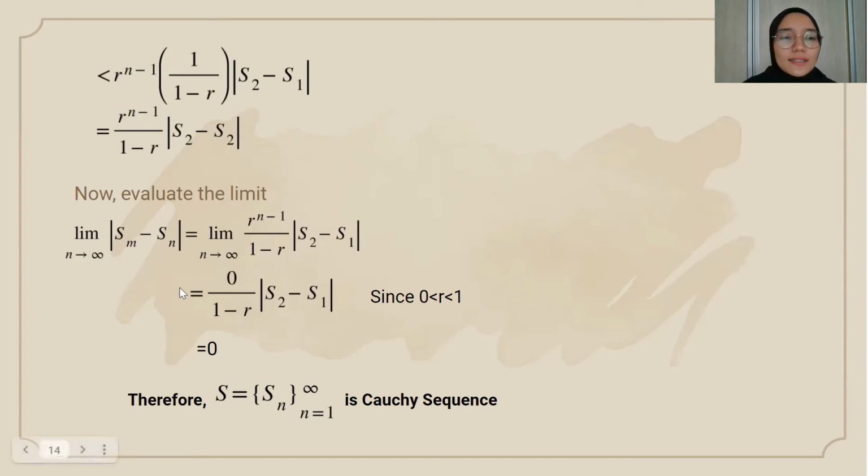So we just substitute the n. So r to the power of n minus 1, as n goes to infinity, is 0 since r is less than 1 and greater than 0. So 0 over 1 minus r times S2 minus S1 is just equal to 0. So therefore, we can show that Sn is a Cauchy sequence.